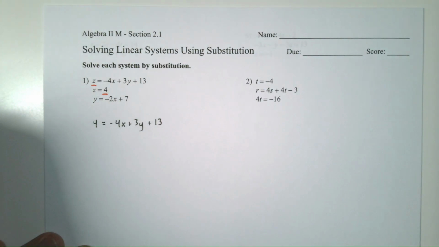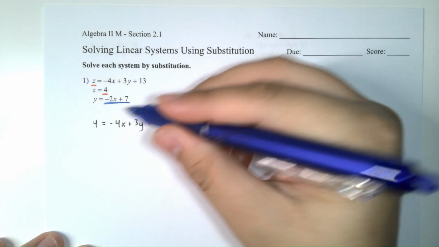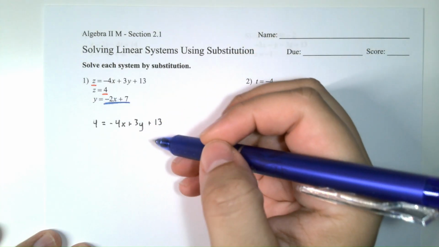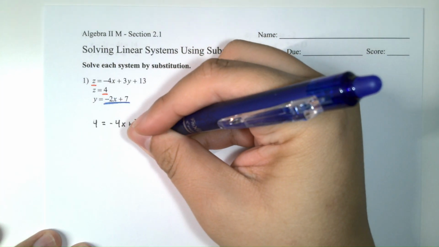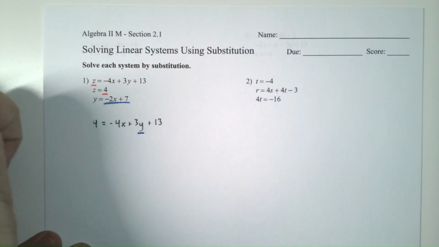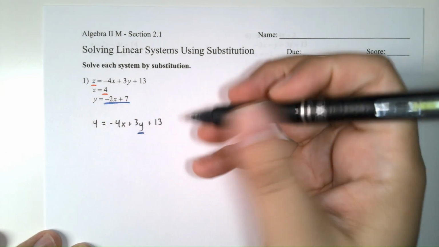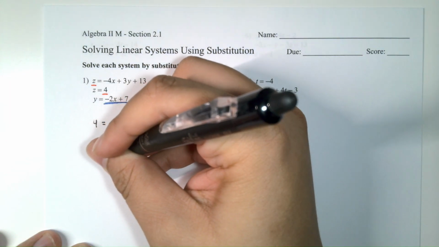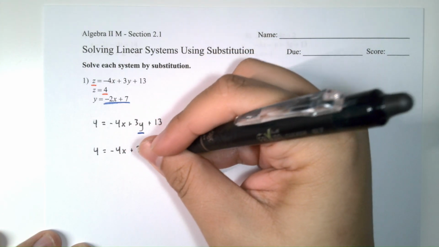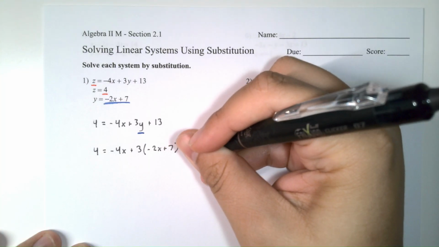Okay, we have this new equation, and it's only in terms of x and y. And then notice that we're also given that y is equal to negative 2x plus 7. What we want to do is replace the y in this new equation with negative 2x plus 7. That's going to give us another equation only in terms of x. So we get 4 is equal to negative 4x plus 3, but instead of writing y, I'm going to write negative 2x plus 7, and then that's going to be plus 13.